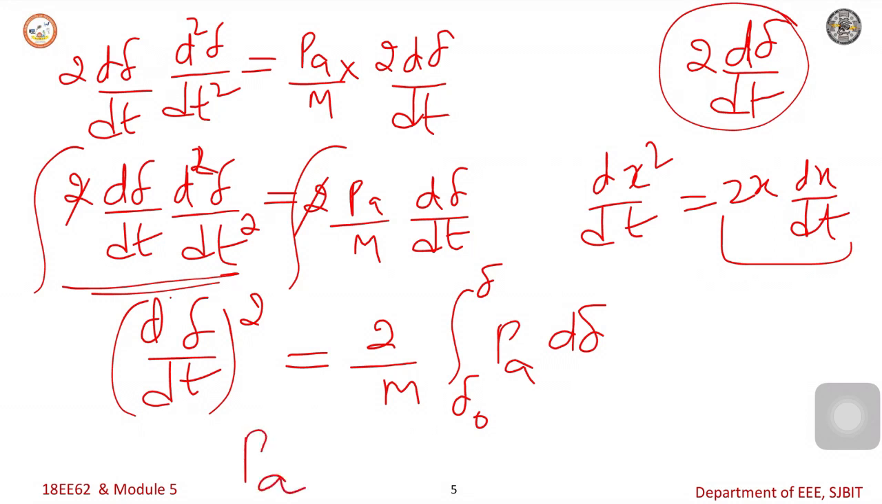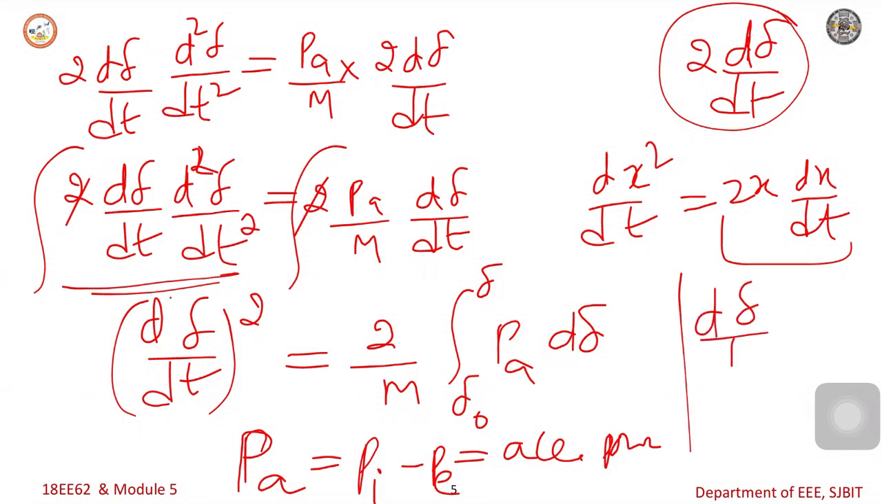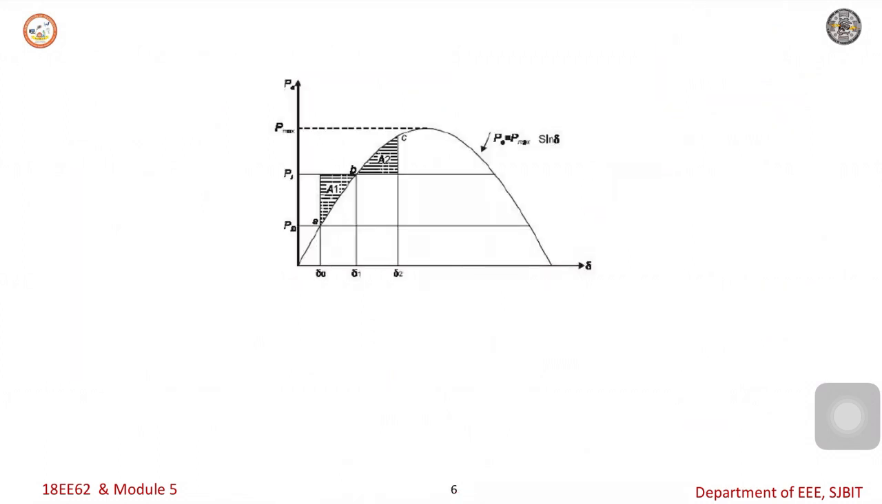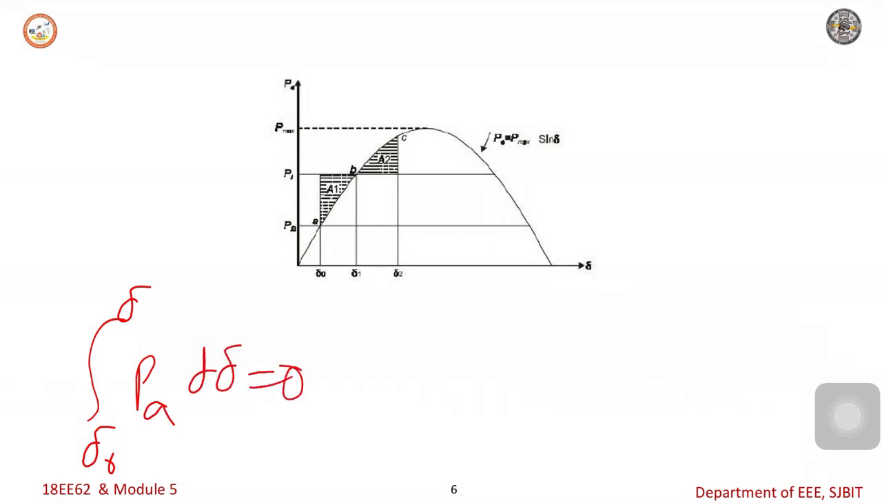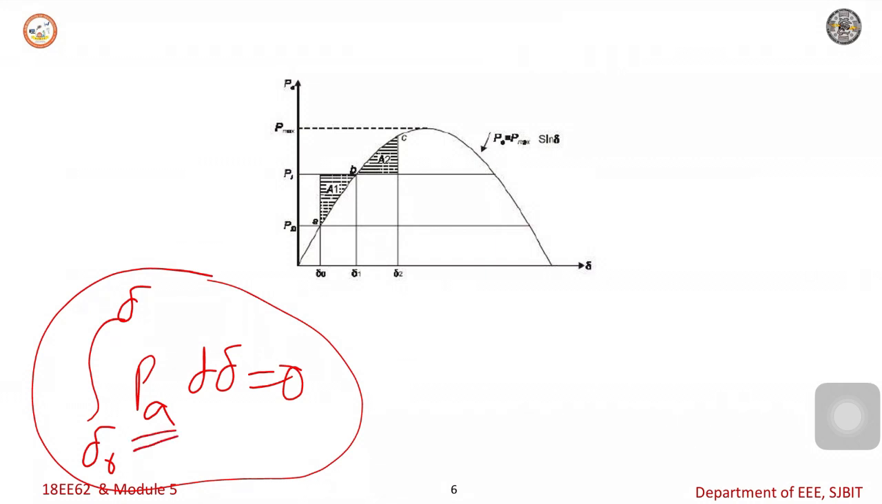Here Pa is nothing but Pi minus Pe. This is the accelerating power. Delta naught is the initial torque angle or power angle before the rotor begins to swing because of the disturbance. When it is swinging and d delta over dt is equal to 0, this equation becomes the integration from delta naught to delta of Pa d delta is equal to 0. For stability, the net accelerating power area should be equal to 0.